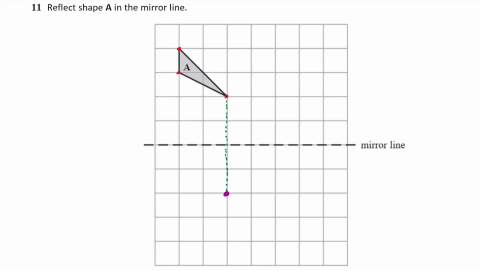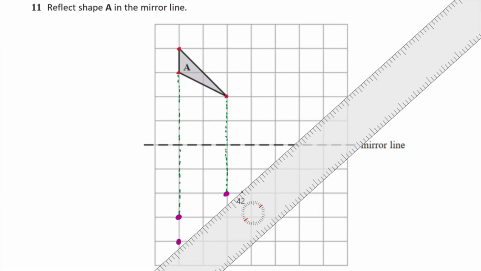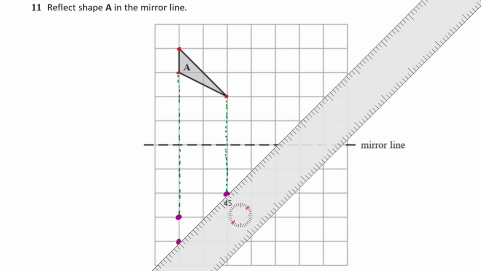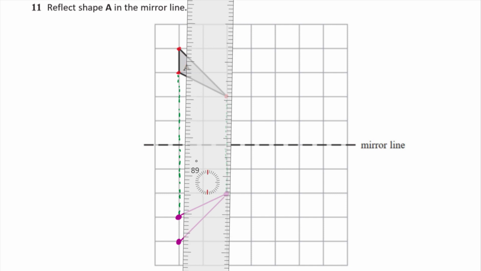If I do the same thing with the other ones, look, this one is 3 units away from the mirror line, so its image point is going to be 3 units away as well. It's going to be here. And then finally, the other one there is 4 units away, so its image point is going to be 4 units away. It's going to be there. Once you've reflected all the vertices, you can join them up with your ruler to create the actual lines of the shape. It's much easier to do that than trying to reflect the lines. If you try and reflect the lines, you're going to go wrong.